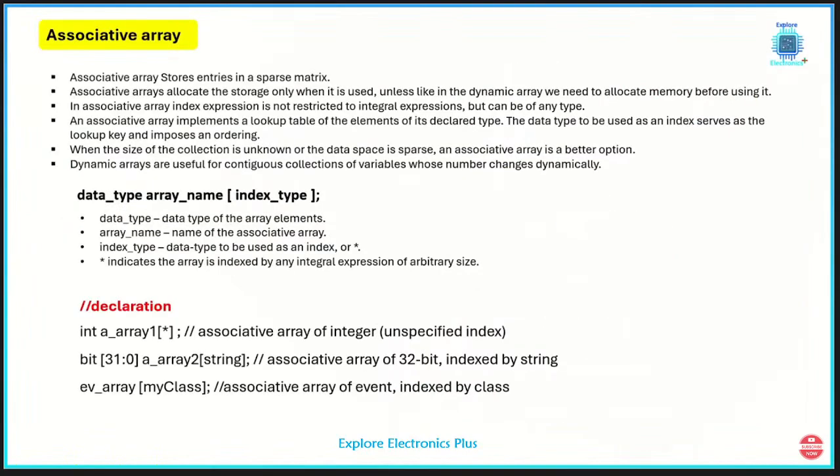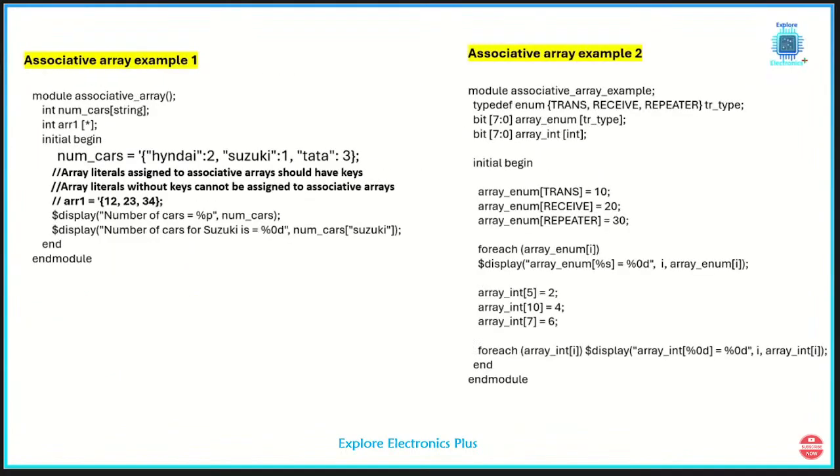But in the associative array, you can see the declaration over here, int array1, and within the square braces we have a star. This indicates it will allow all the different index types for an associative array. It can be int, string, bit or byte, any type. If you want to specify the index with a string, we need to use string over here. If you want to specify any class as an index, you can specify my class over here. Let us look at the examples and see.